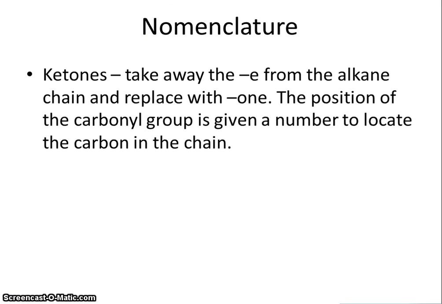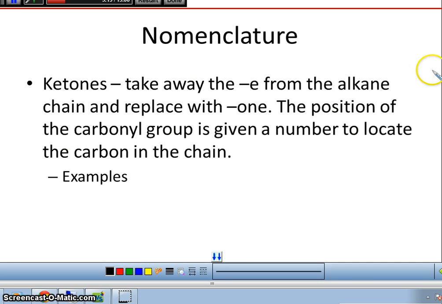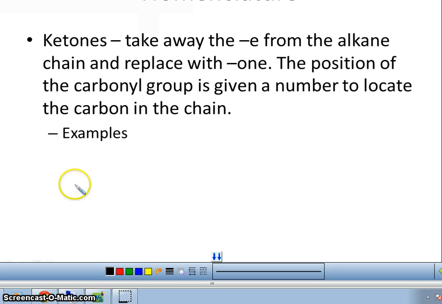Nomenclature for ketones. Take away the E from the end of the alkane chain and replace with -one. The position of the carbonyl group is given a number to locate it in the carbon chain. Right, let's draw some examples of this. Let's make some up off the top of my head. The simplest one you can have, of course, is going to be this one.